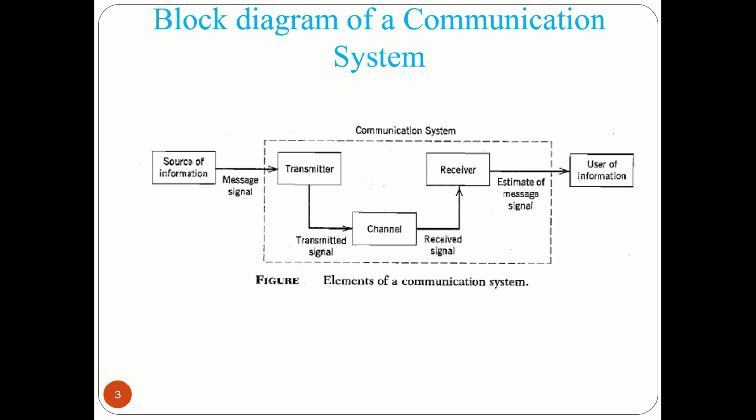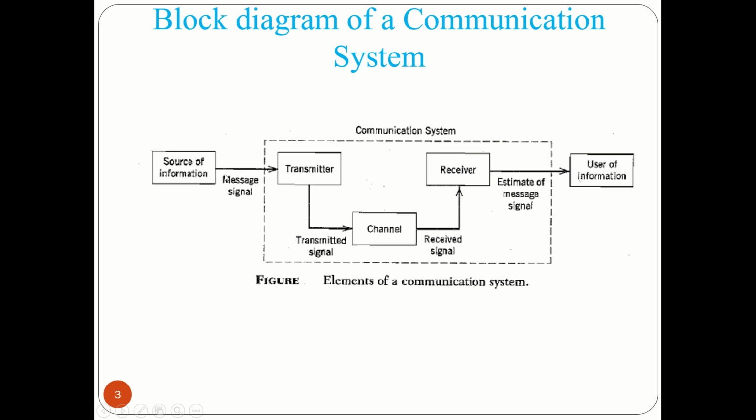Talking about the block diagram of the communication system, these are the general elements of a communication system. We need a source of information from which a message signal, the actual information which we want to transmit, will be sent to a transmitter, and from the transmitter it will be sent to a channel through which we are passing the information to the destination. There will be a receiver, and the receiver will receive the signal and give an approximate estimate.